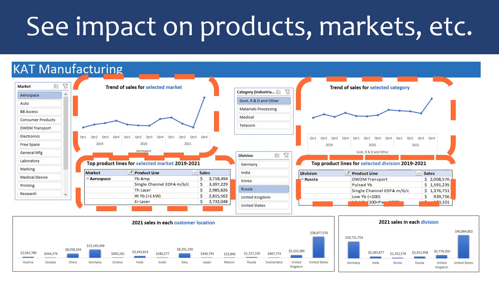When those slicer buttons are clicked, the charts and tables change. You would be able to click on each of the slicers and observe how the related charts, tables, and other information change.